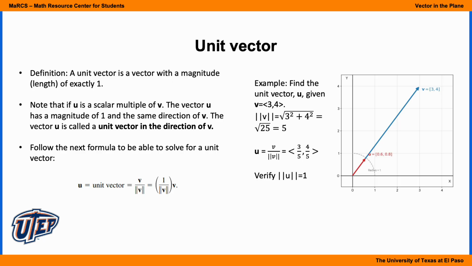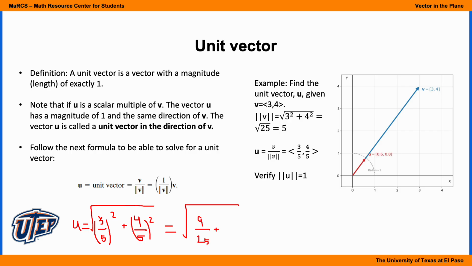And we can double check that this vector has a length of 1 by taking the magnitude. So we take the square root, and then we square each of the components and add them. So we'll have 3 over 5 squared plus 4 over 5 squared. So 3 over 5 squared is equal to 9 over 25, and 4 over 5 squared is equal to 16 over 25. Now inside the square root, we have 9 over 25 plus 16 over 25, and that is equal to 25 over 25, and that is equal to the square root of 1, and the square root of 1 is equal to 1, so that means our work is correct.